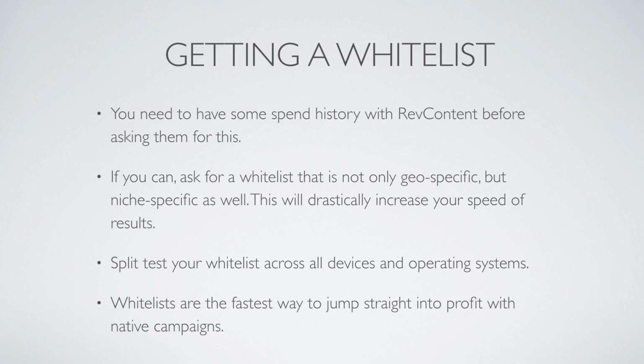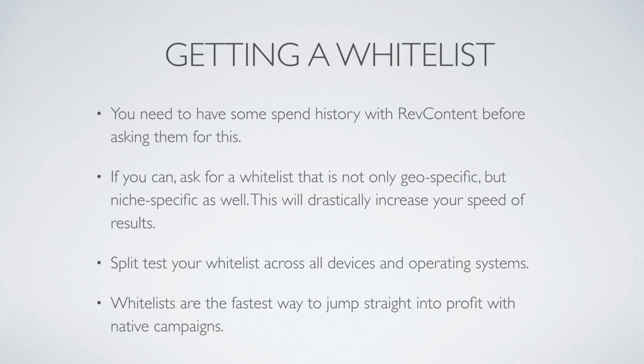Whitelists are the single fastest way to jump straight into profits with native campaigns. I have had multiple instances where whitelists have put me right into profit on native campaigns. I actually had a whitelist that I built out for one of my very first native campaigns that took me about a week or so to build. Once I implemented the whitelist, I was doing about $800 to $1,500 pure profit every single day off of the whitelist. So if I had had that right off the bat, I would have been doing those numbers right out of the gate.